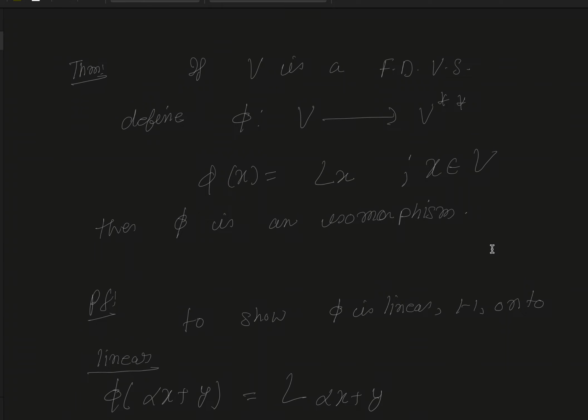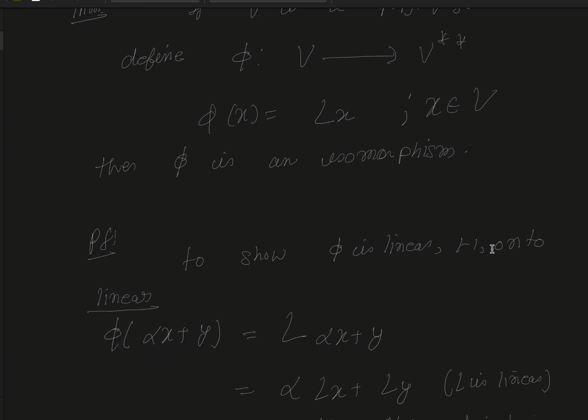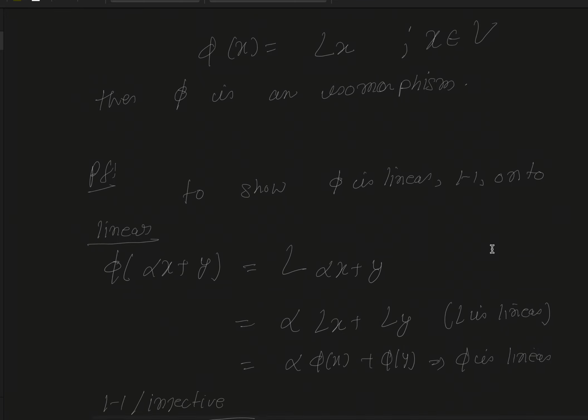Isomorphism means what? That phi will be linear, phi will be one-one, and phi will be onto. One by one we will prove all these three. To show phi is linear, all we have to do is show that phi of alpha x plus y equals alpha times phi of x plus phi of y, which is easy as you can see. The way we have defined phi of x, phi of x equals Lx.